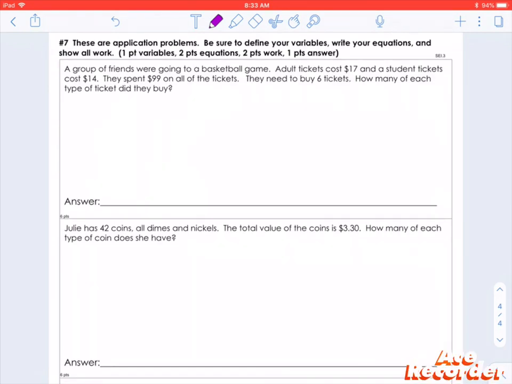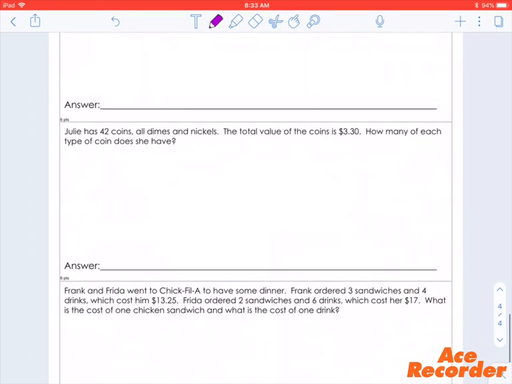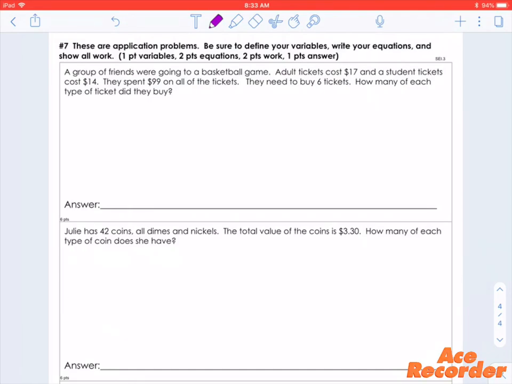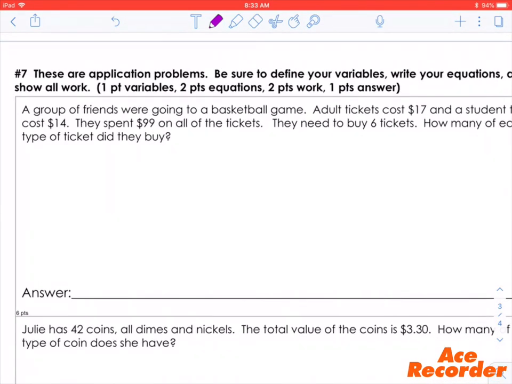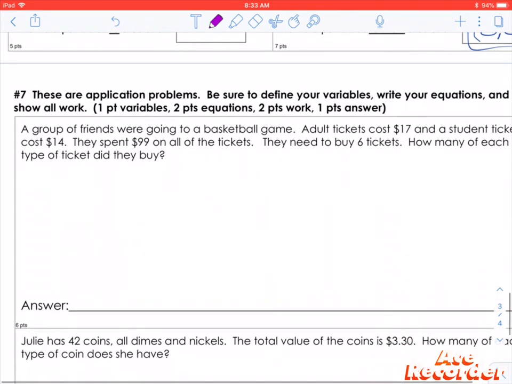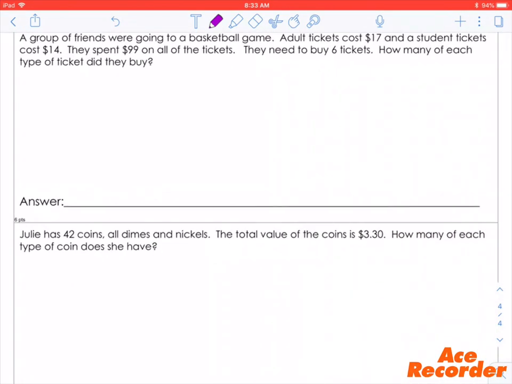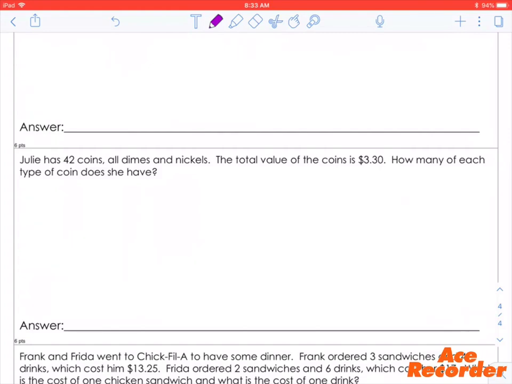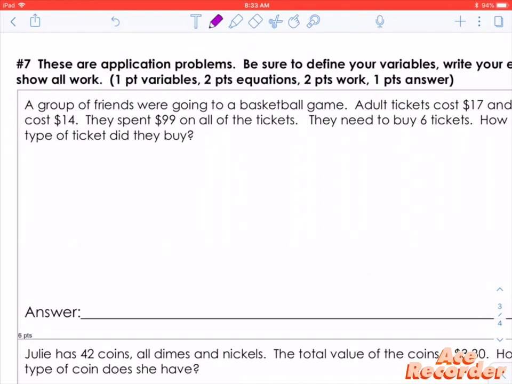Application problems. Okay, so we have 3 different types. The first 2, we have an amount of things and money. So remember, you're going to have x plus y equals the things, money plus money equals money. Okay, so I'm going to set these 2 up.